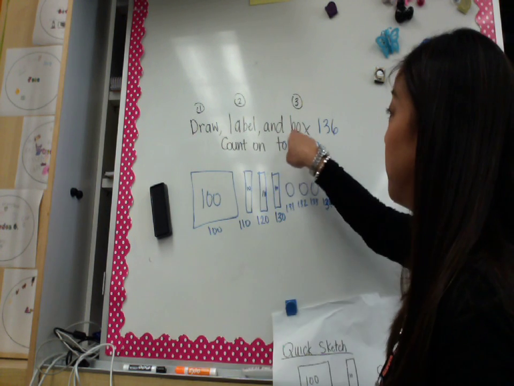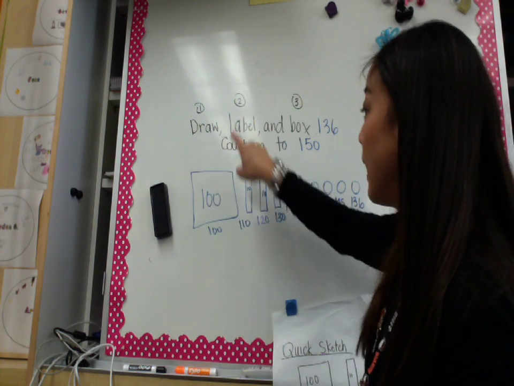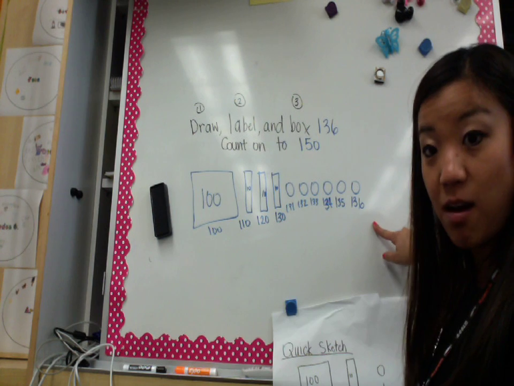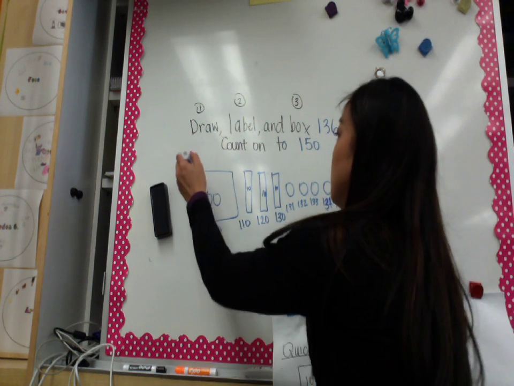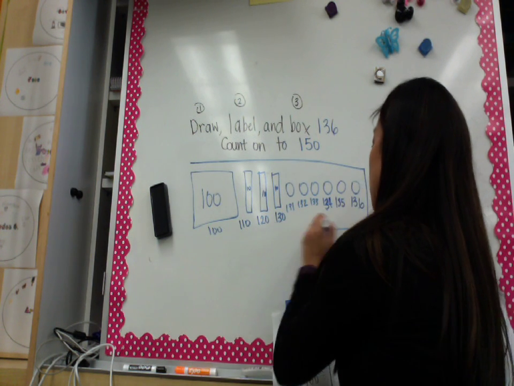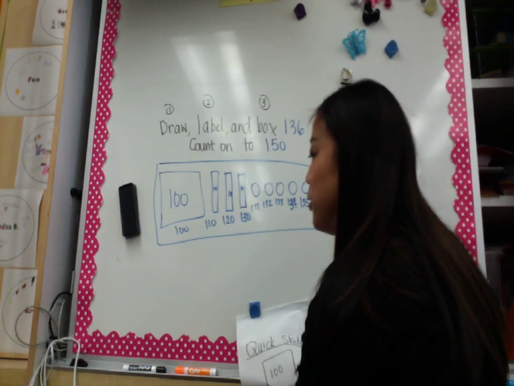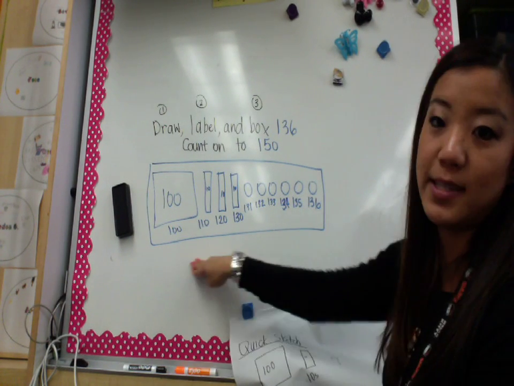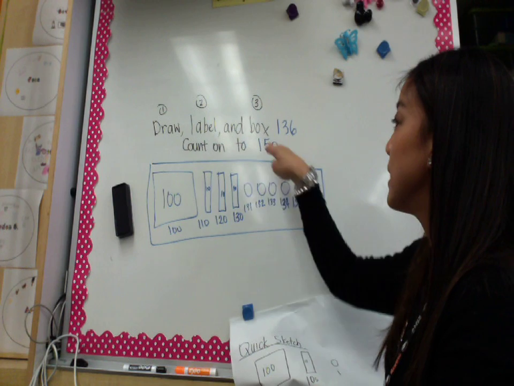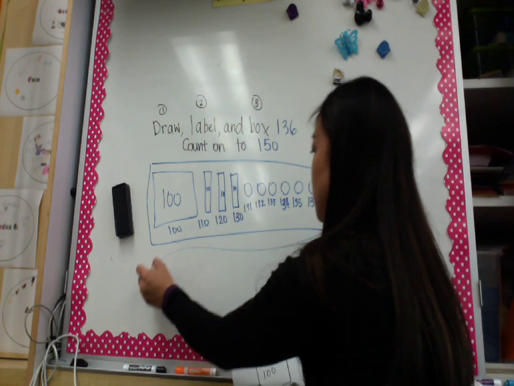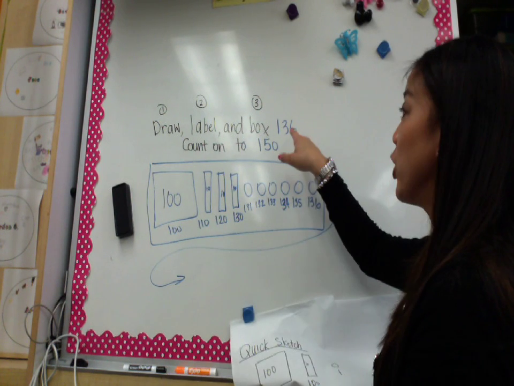Now I need to box it. I drew it, I labeled it by counting on, and then I need to box it. Okay? So now what I'm going to do is I'll draw it down here. Now we need to count on to 150. Right now we're at 136.